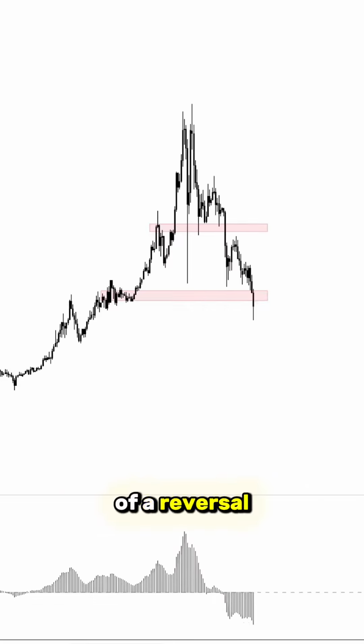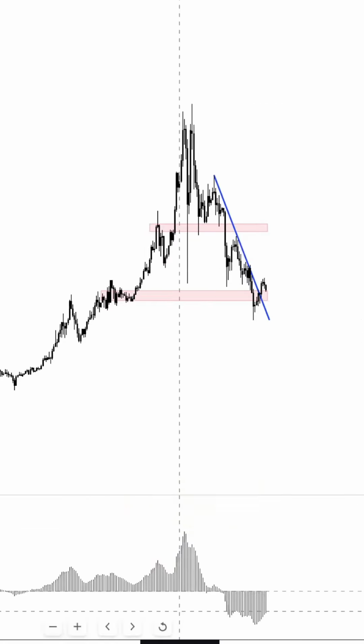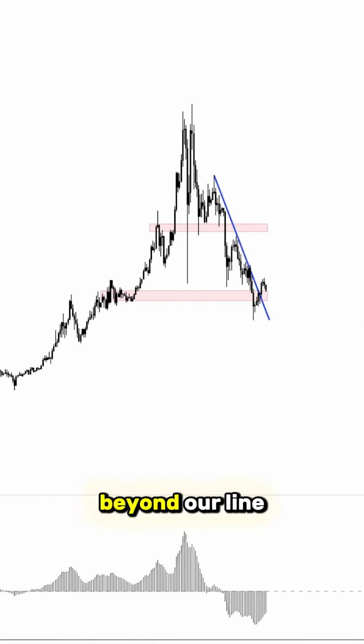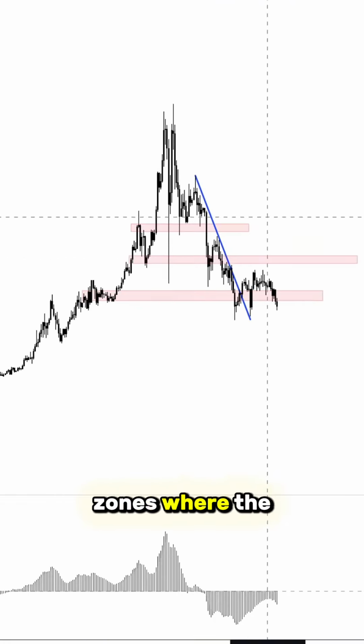The first signs of a reversal, that is, the formation of a bounce in the opposite direction, will be a breakout of the trend line, which first of all confirms that the price has moved beyond our line. While the bounce is forming, we still can't be sure that it will definitely be a reversal, so we need to identify all possible zones where the price might stop.